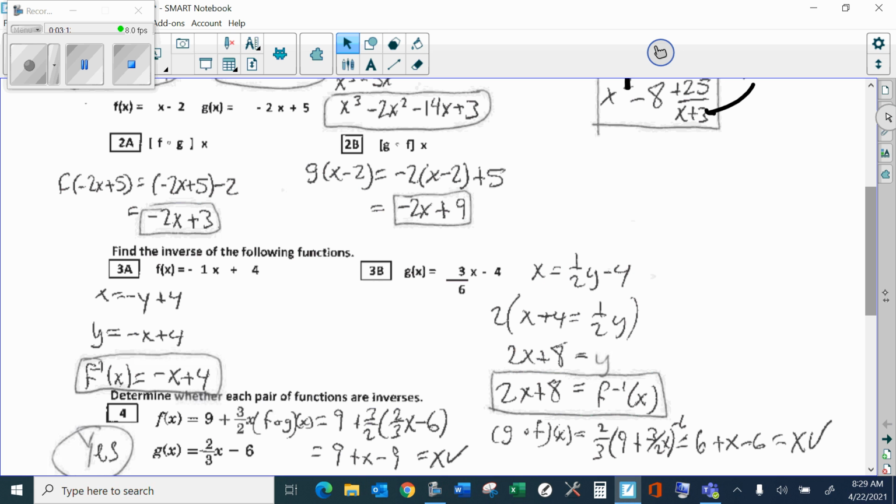Okay, 2b is going in the reverse direction, g of f. So it says take the f function, plug it into the g function every time you see an x. So there's only 1 here, right there. So I have negative 2. When I substitute in, I always put parentheses around it. So x minus parentheses, x minus 2, parentheses, and then the plus 5 at the end. Again, don't forget the plus 5, common error. Now I distribute negative 2x plus 4, and plus 4 and a plus 5 is a plus 9.